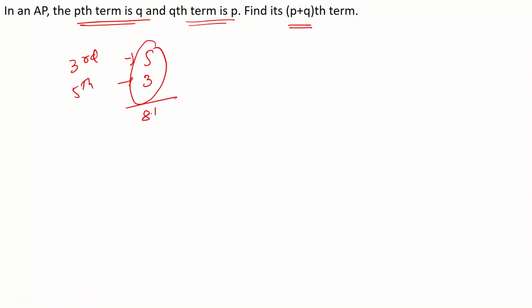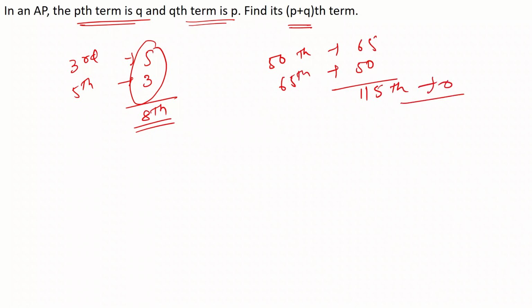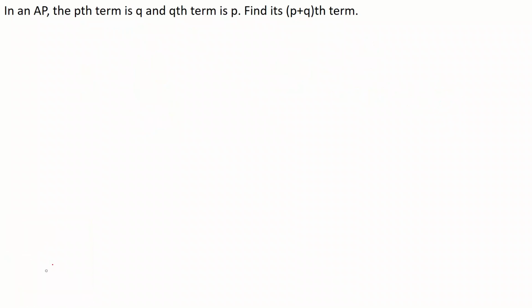So in here the 8th term will be 0. You can take any AP where this thing holds. So suppose you want to take an AP where the 50th term is 65 and the 65th term is 50, then 65 plus 50, that means the 115th term, will turn out to be 0. This will hold for all the APs. I like this question very much.